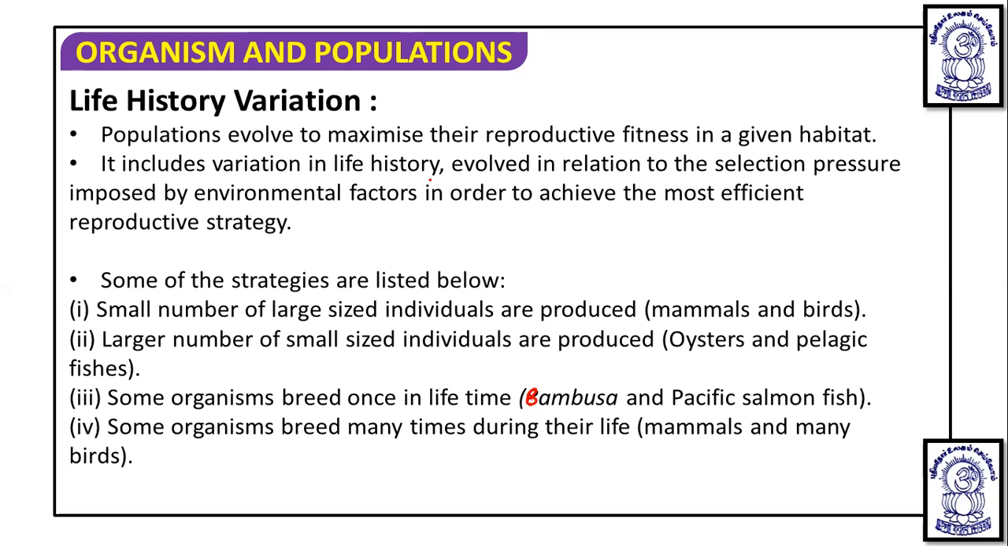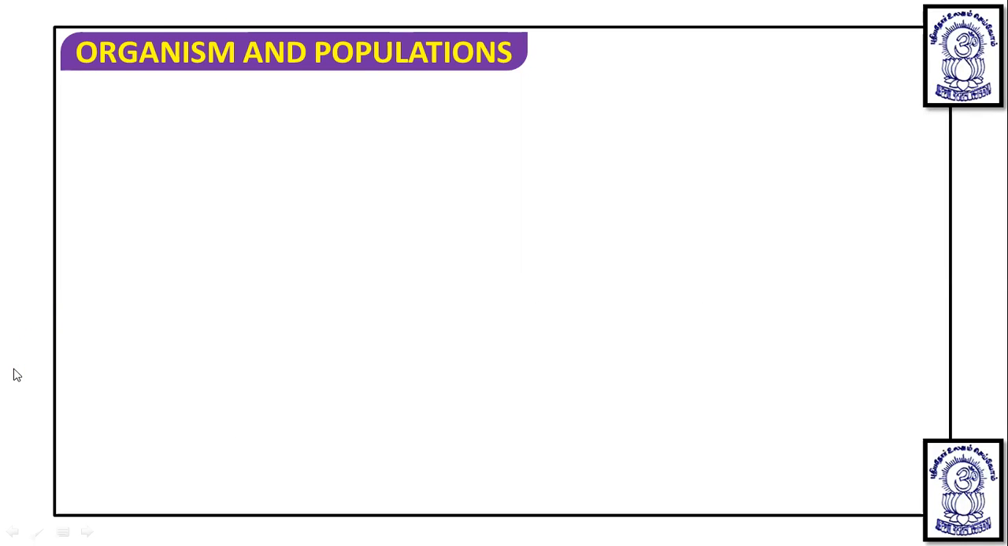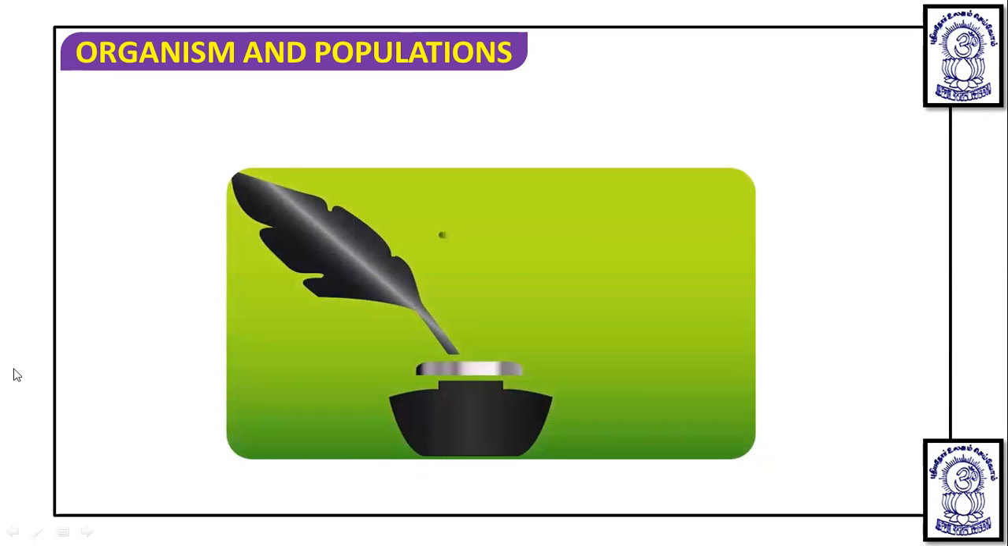So I hope you have understood. You have to remember these examples. These examples are important. They can be asked. Okay, so that is all about the population attributes, and that is all about life history variation. I hope you understood well.